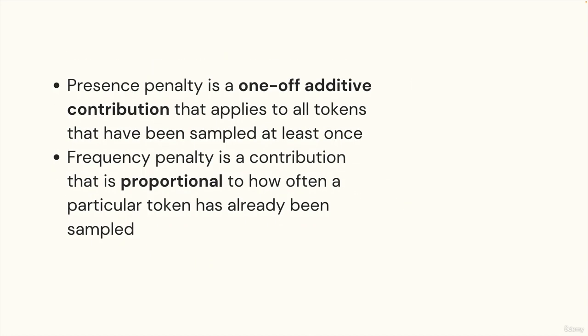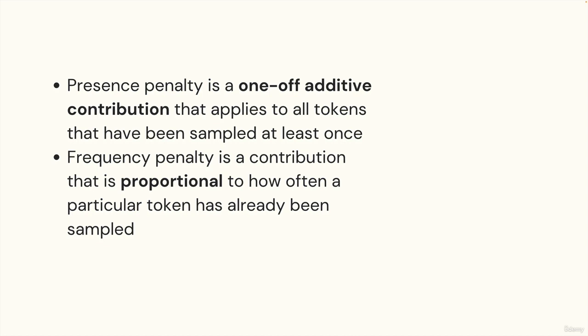Presence penalty is a one-off additive contribution. It's a one-off penalty that says if this token has already occurred, then penalize it. Frequency penalty is proportional to how many times a token has already been created or sampled in the output. So the more often something occurs, the more penalized it will be with frequency penalty. That is not true with presence penalty. It's a one-off contribution. So if a token occurs once or if it occurs 10 times, it's penalized the same. With frequency penalty, that is not the case. It's proportional to how often it has already been generated.